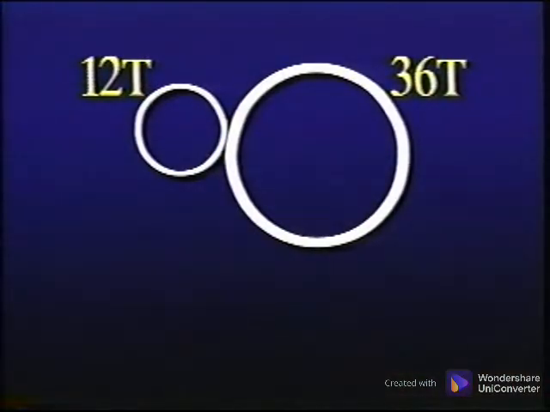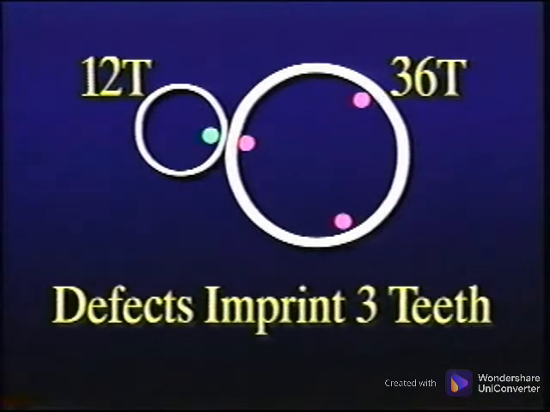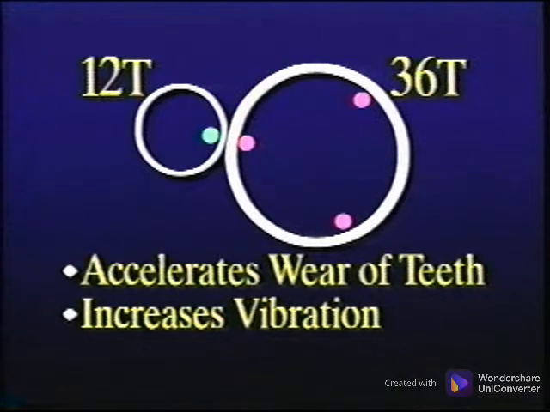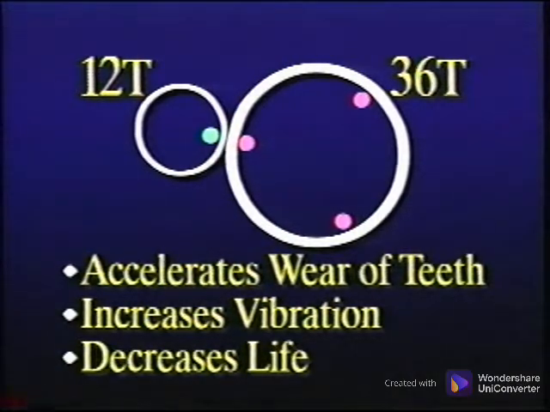For example, if a gear has 12 teeth and meshes with one that has 36 teeth, then a tooth on the first gear will only contact 3 teeth on the mating gear. Any tooth problems will then be transferred to the 3 teeth and cause accelerated wear of those teeth, increasing the vibration of the gear train and decreasing life.